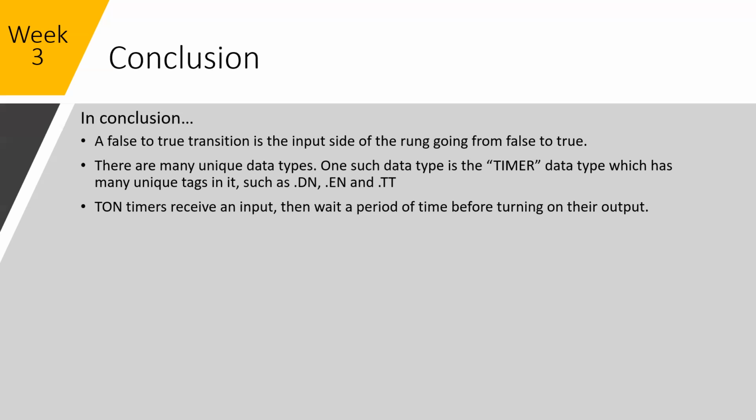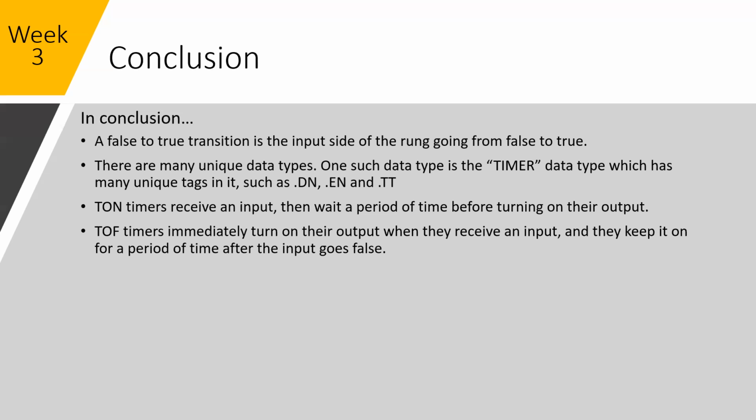T-on timers will receive their input, then wait for a period of time before turning on their output. T-off timers will immediately turn on their output when they receive their input, and they will keep it on for a duration after the input goes false. And then counters operate on a false to true transition, so they will only accumulate on a rising edge. And that's the presentation.